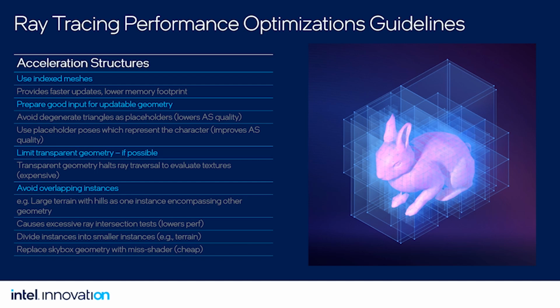Another guideline is to avoid overlapping instances. For example, if you have a large terrain, it might be tempting to treat it as a single instance. However, this can cause excessive ray intersection tests, significantly lowering performance. Instead, it's better to divide larger instances into smaller ones. For terrains, consider breaking them down into manageable chunks. You can also leverage mesh shader techniques for skybox geometry, which are computationally cheaper.